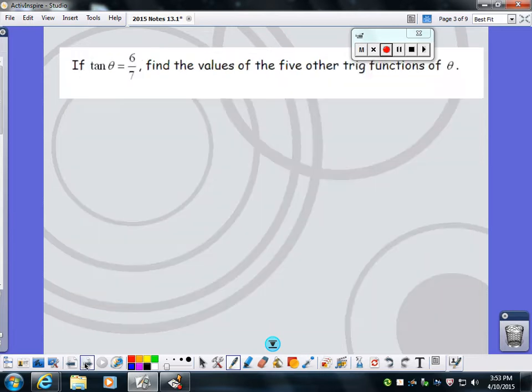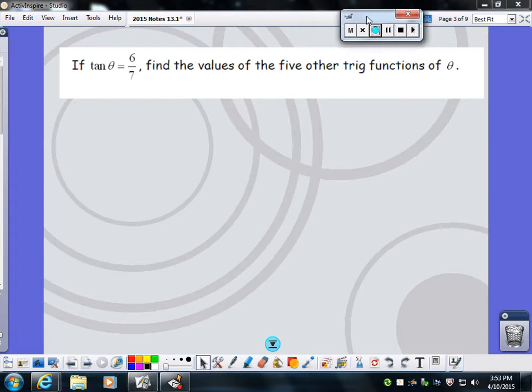All right, so let's look at applications of this. Here's our first question. If we know that the tangent of theta is equal to 6 over 7, we want to find the other 5 trig ratios. So let's set up that right triangle.